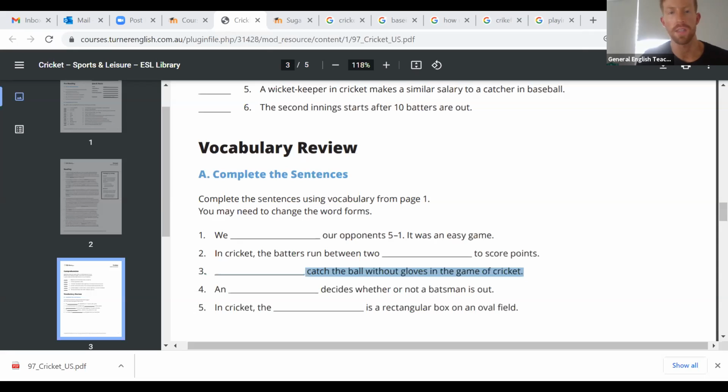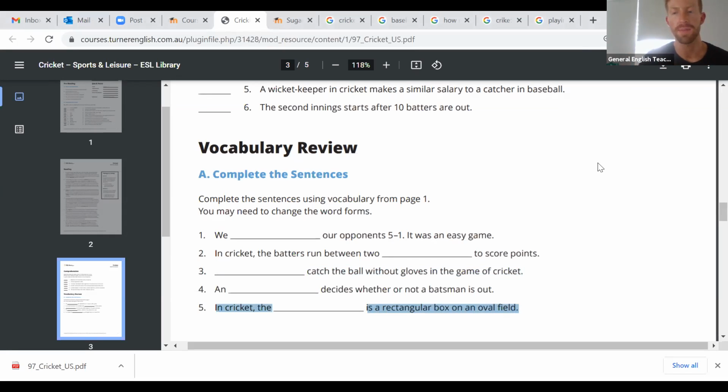Because the umpire, who's the umpire? The person who says you're out on the side. He or she is the person who stands beside the pitch and watches and says, oh, you made a mistake. You're out. It's the umpire. Okay.